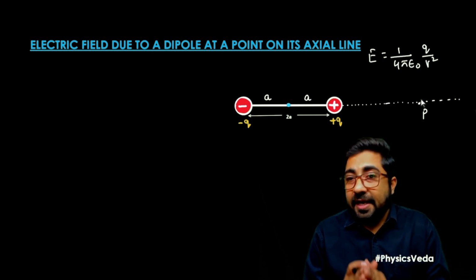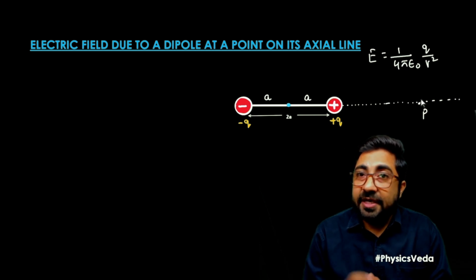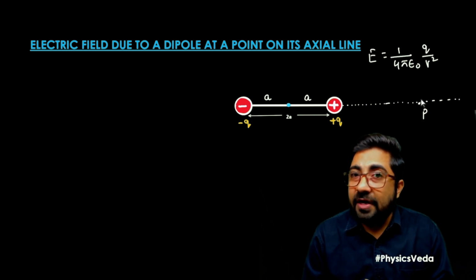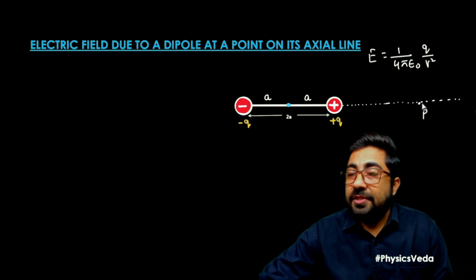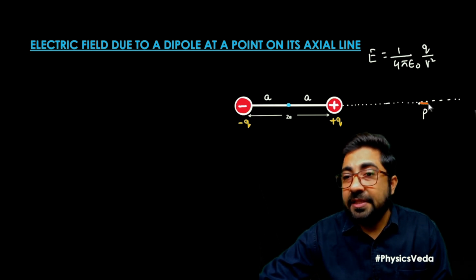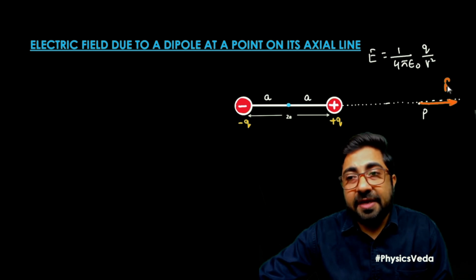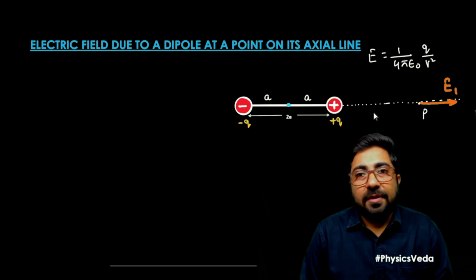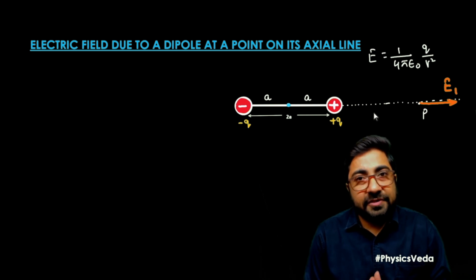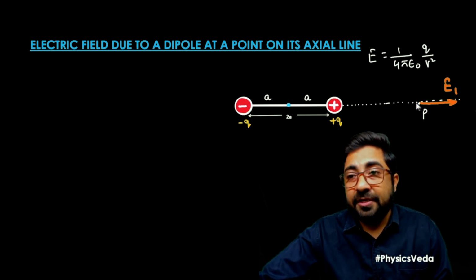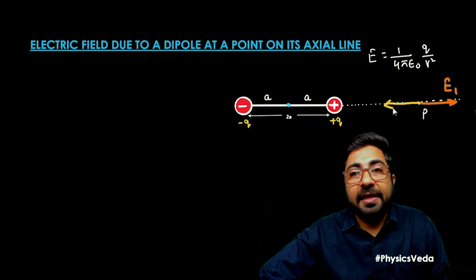So the electric field due to positive charge is greater than the electric field due to negative charge. The electric field intensity due to the positive charge is in the outward direction. This I am marking as the electric field due to the positive charge. Electric field due to negative charge is in inward direction, so I can mark here the electric field due to negative charge.